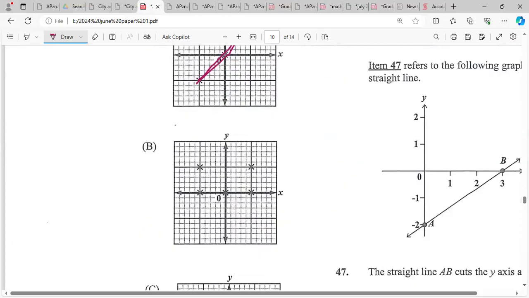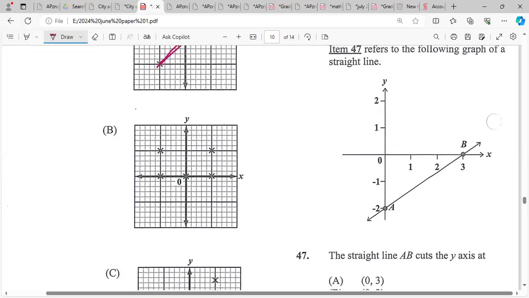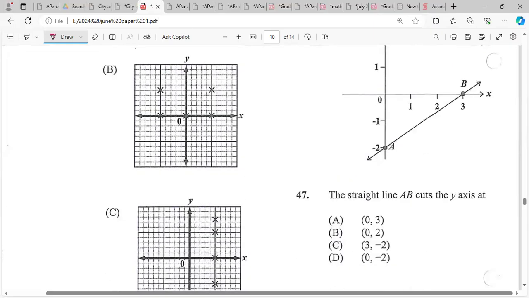Item 47 refers to the graph of a straight line. The line AB cuts the y-axis at, is it 0, 3, 0, 2, 3, 2, or 0, negative 2? So this is when x is 0, so this is at negative 2. It's at A. All right, this is just a distractor. And this is the y-axis.